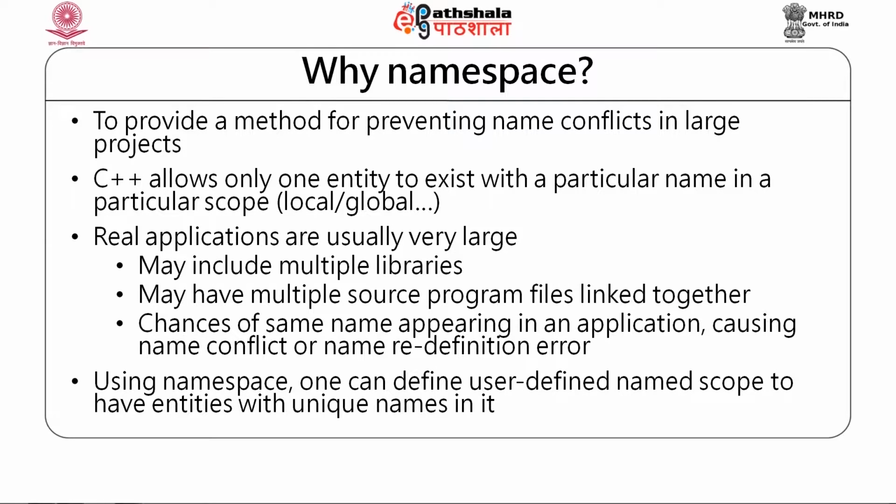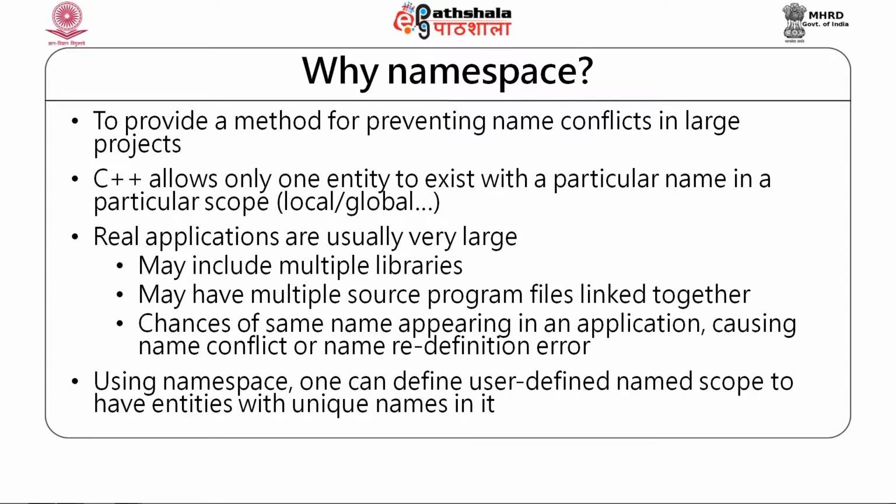Now, why to use namespace? Actually, namespace is providing a method to prevent the name conflict in large projects. In C++, we cannot have duplicate names in the same scope. That means, the identifier should have only a single name. We cannot have two identifiers with the same name in the same scope.